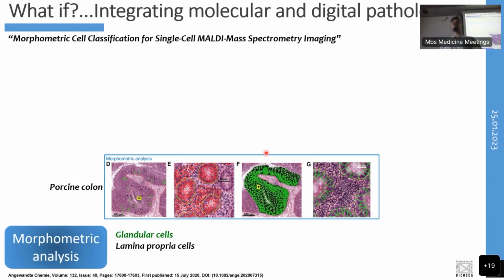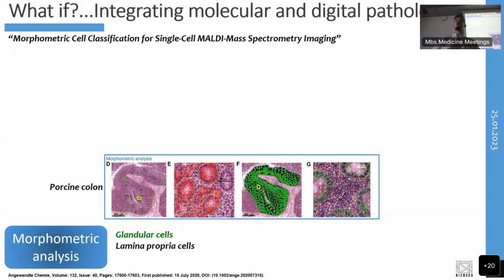So what will happen if these 2 worlds of digital pathology and molecular pathology combine? Because in the previous seminar, we had Professor Fragetta highlighting the use of artificial intelligence algorithms to classify histological images. And in this paper here, morphometric cell classification of single-cell MALDI imaging, this represents this quite nicely. Because they started with regions of tissue sections of porcine colon, and they had a pathologist highlight regions of glandular cells and the lamina propria cells from within there, which in the zoomed in region here, unfortunately you can't see them very well, they're highlighted.